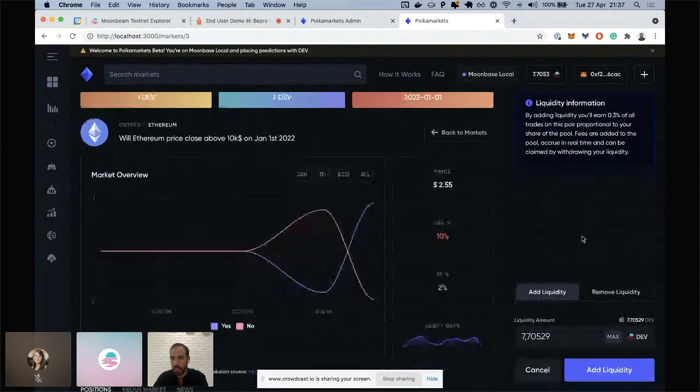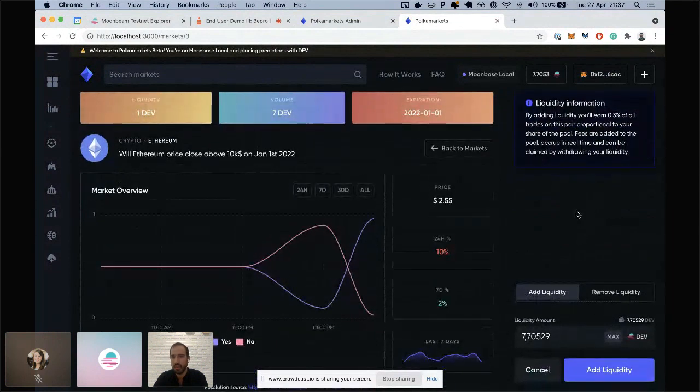Let's go to liquidity. You can also add liquidity to markets. This will create less fluctuation when users are placing transactions.